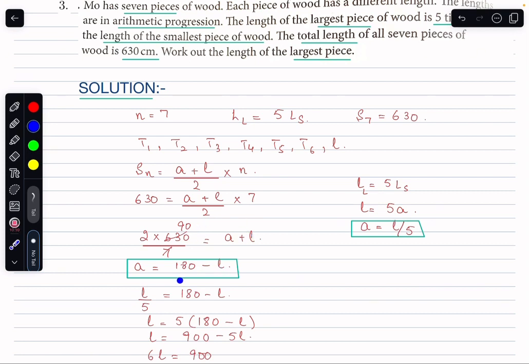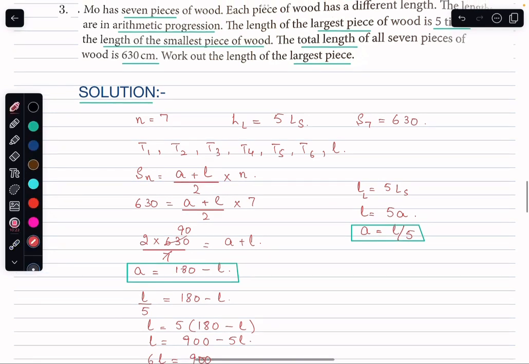So A is 180 minus L, and then we also have the equation which said that the length of the largest piece was equal to 5 times the length of the smallest. The length of the smallest, as discussed earlier, is the length of the first plank of wood, so L is 5 times A. Therefore, from here I can say A is equal to L divided by 5.